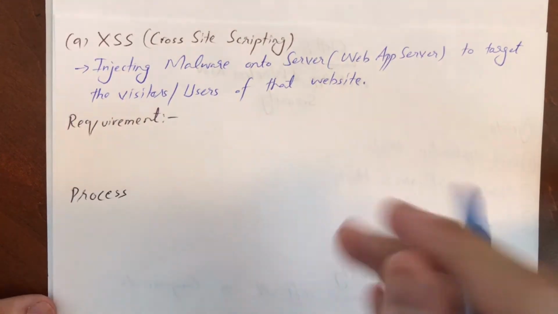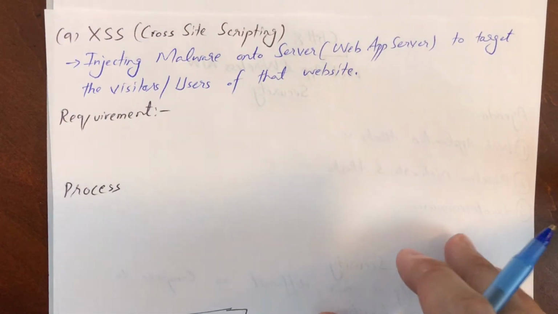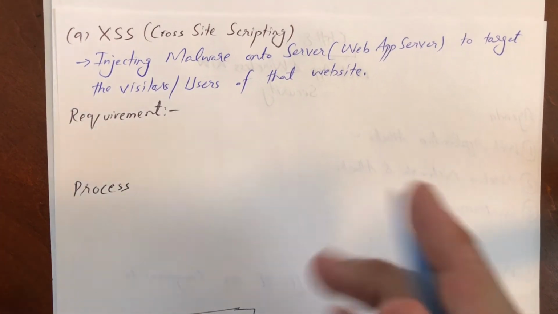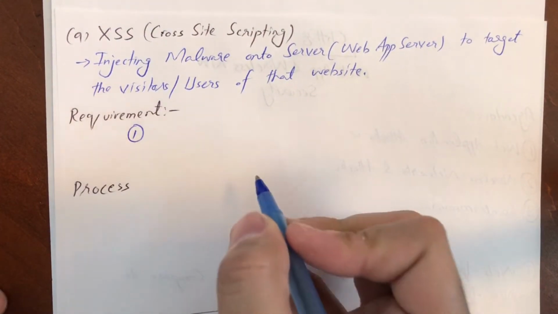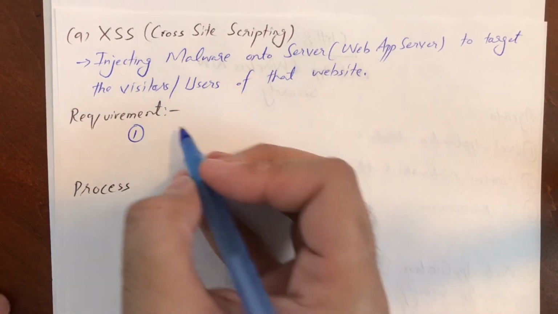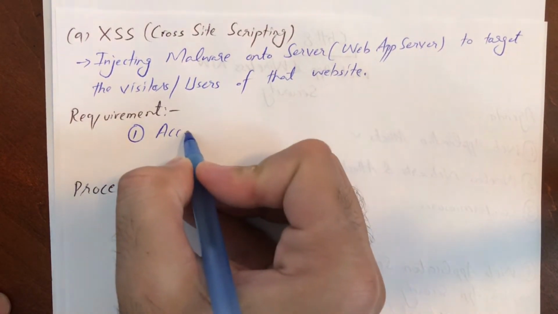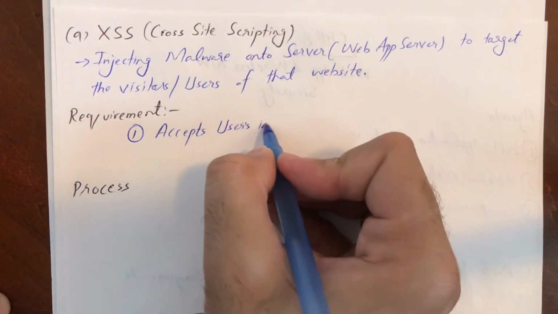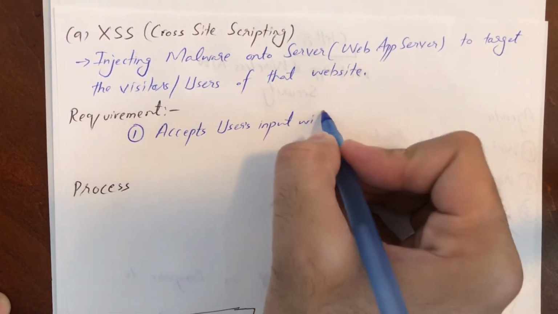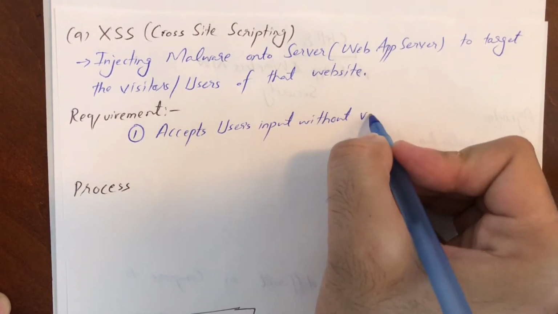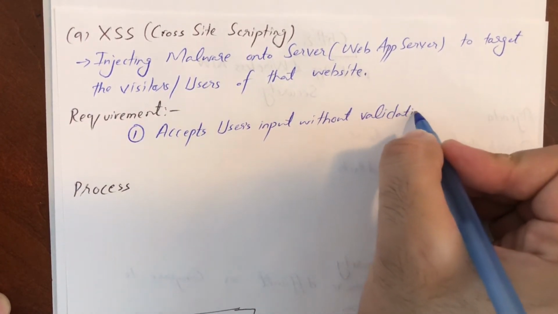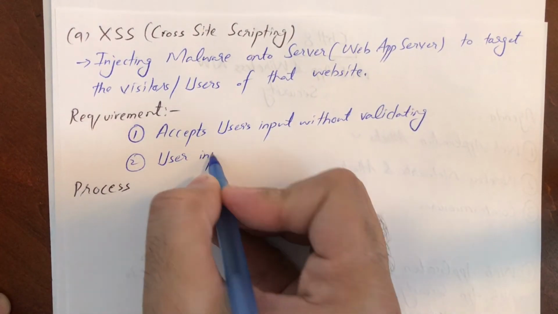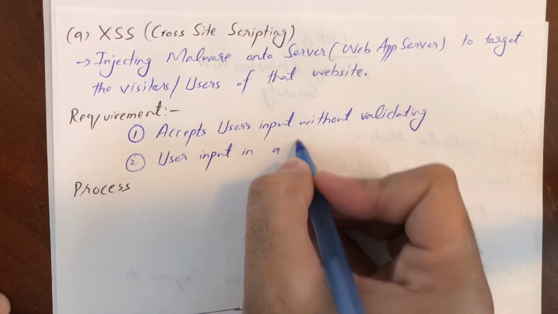Now, what is the requirement? How can we say this particular server is vulnerable to cross-site scripting? There are two main requirements. A cross-site scripting attack can be executed if a server accepts users' input without validating it. Secondly, it includes user input in a response.